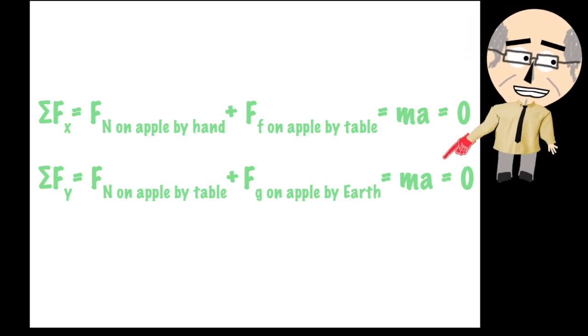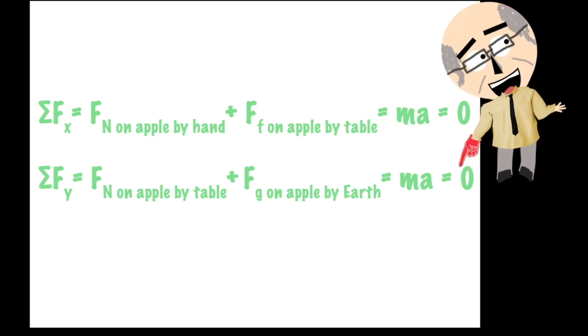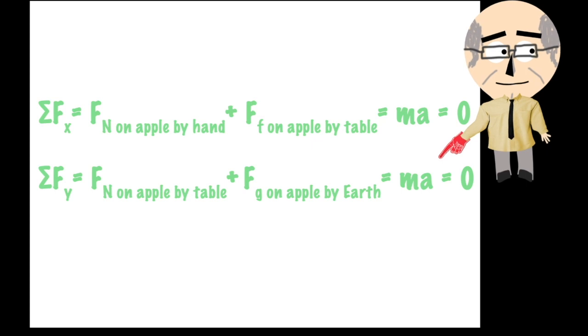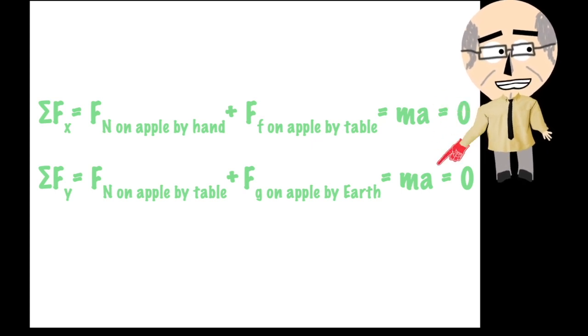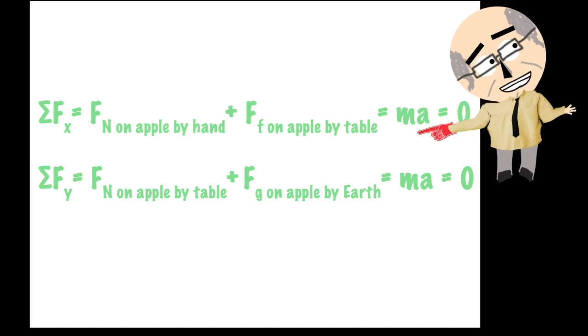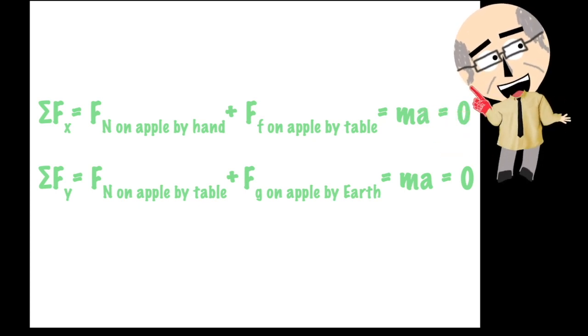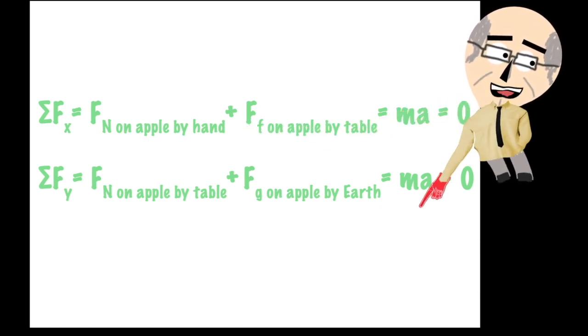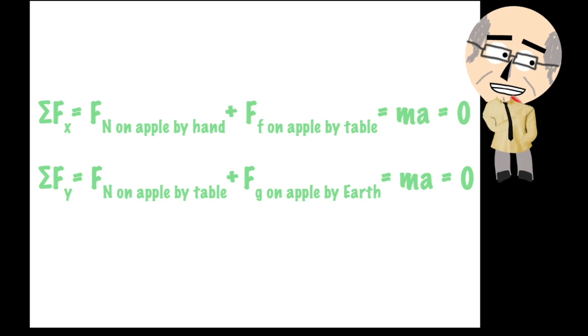As the acceleration is 0, this formula and rules also apply to all constantly moving objects in any situation. Because of Newton's first law, since the object is moving constantly, the sum of the forces in the x direction also adds up to 0. So it would be Fn on apple by hand minus the frictional force on the apple by the surface is equal to 0.